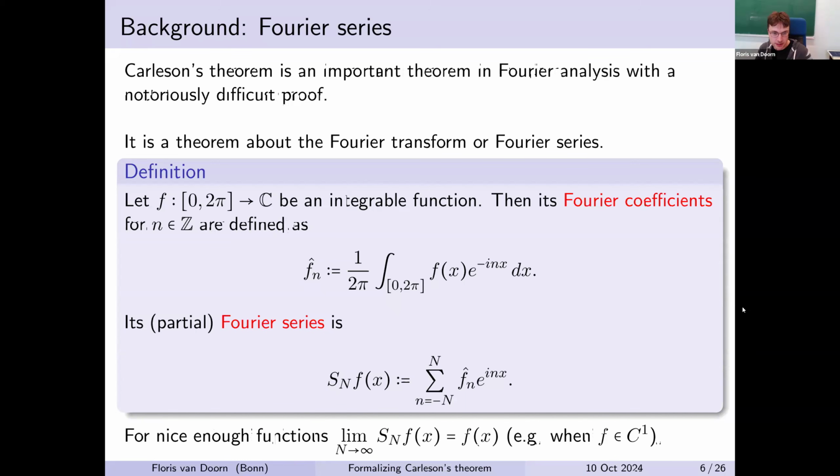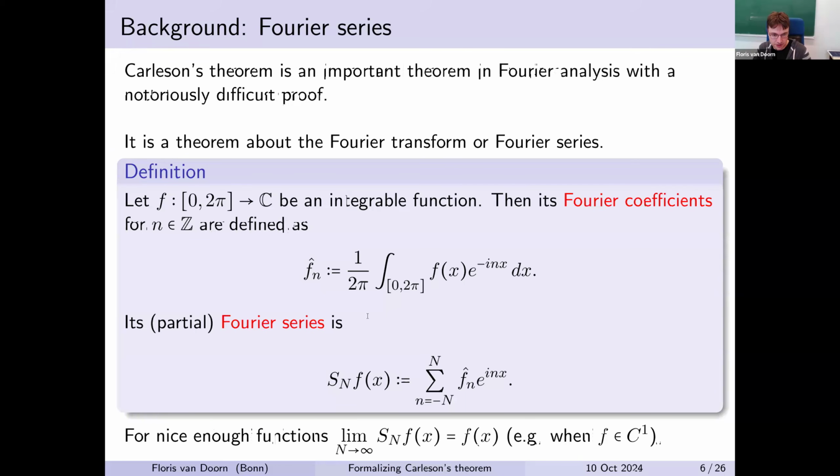Then I can define its Fourier coefficients. You do this by multiplying the function by a complex exponential with n times x in the exponent, and you integrate that over where f is defined, and then there's some normalization. That gives you the Fourier coefficient, which tells you how strong that frequency is in the function.